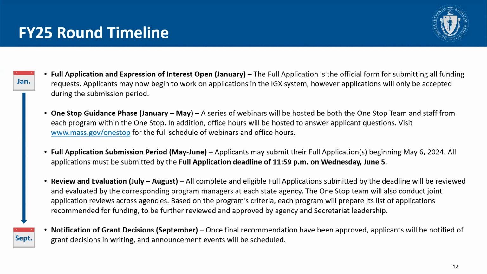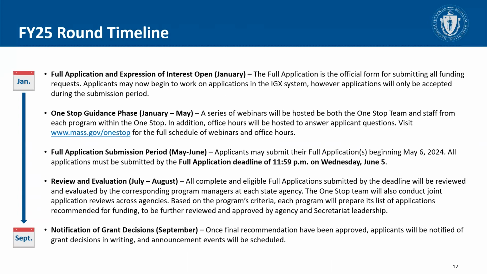Review and evaluation, July through August. All complete and eligible full applications submitted by the deadline will be reviewed and evaluated by the corresponding program managers at each state agency. The One-Stop team will also conduct joint application reviews across agencies. Based on the program's criteria, each program will prepare a list of applications recommended for funding to be further reviewed and approved by agency and secretariat leadership.